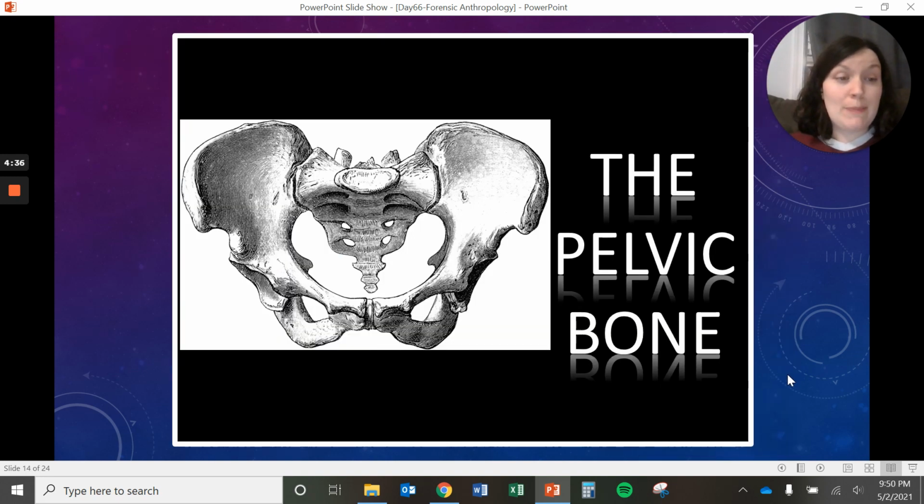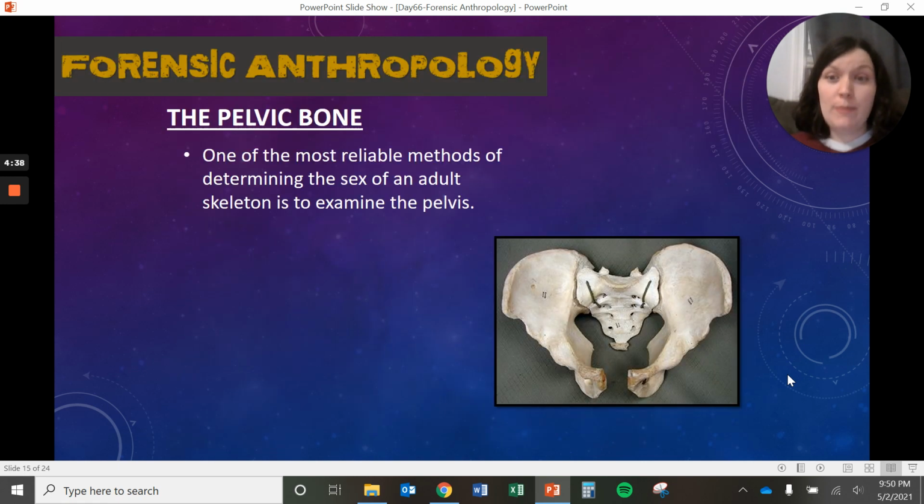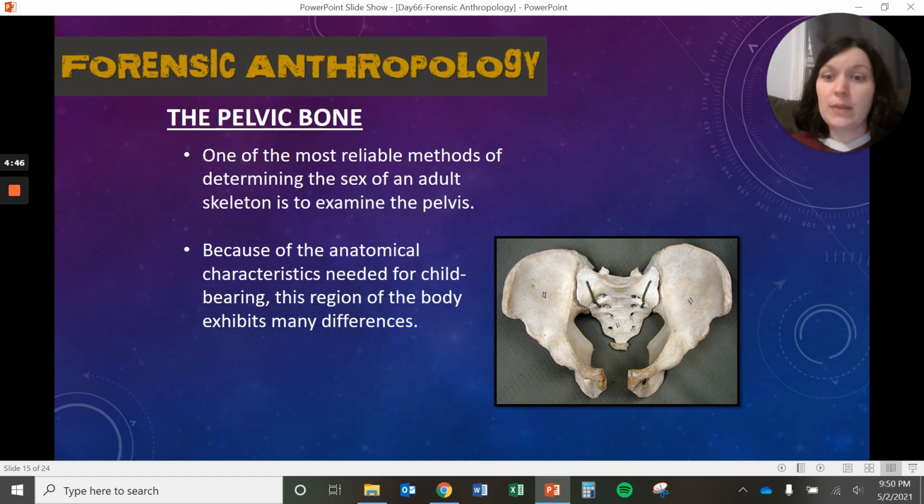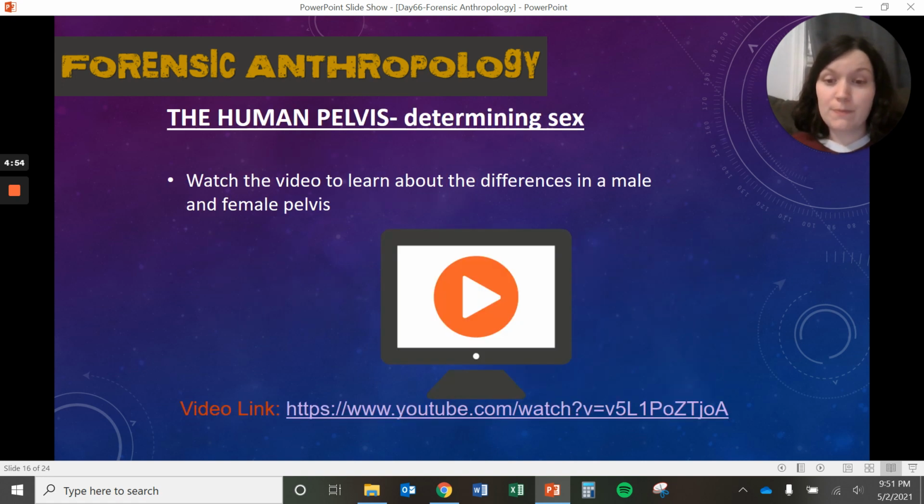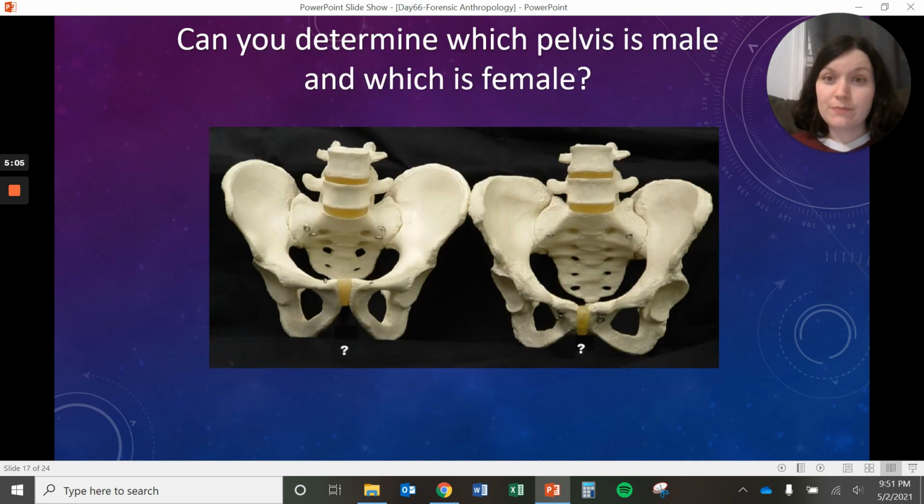Okay, and then we're going to talk about the pelvic bone. So the pelvic bone, one of the most reliable methods to determining the sex of an adult skeleton is by looking at this pelvic bone. And because of the anatomical characteristics needed for childbearing, this region of the body has many differences between male and females. So I have another video, it's an Edpuzzle again, on Canvas that you're going to watch to look at the differences between that of male and female pelvises.